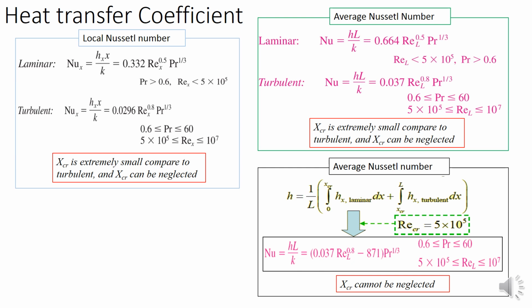So this is the summary of the heat transfer coefficient, where we have the local Nusselt number for laminar and turbulent flow within the range of Prandtl number and Reynolds number, and we also have the average Nusselt number with the same ranges of Reynolds number and Prandtl number, and then the average Nusselt number for laminar and turbulent flow.